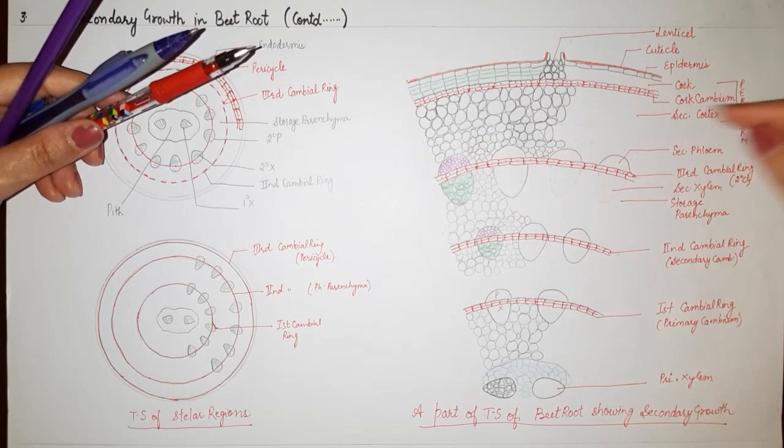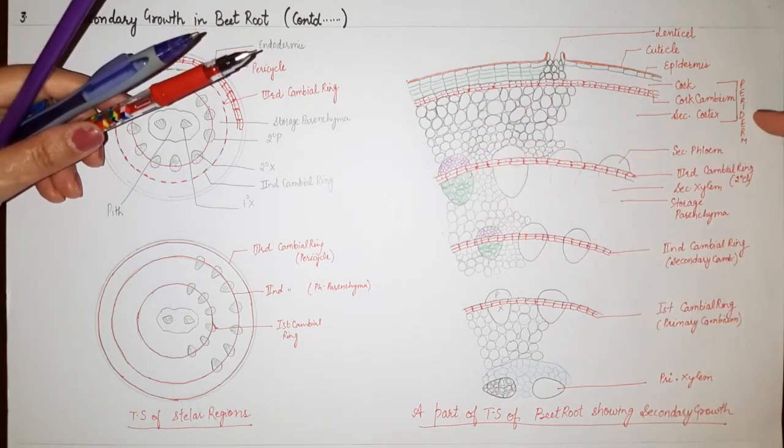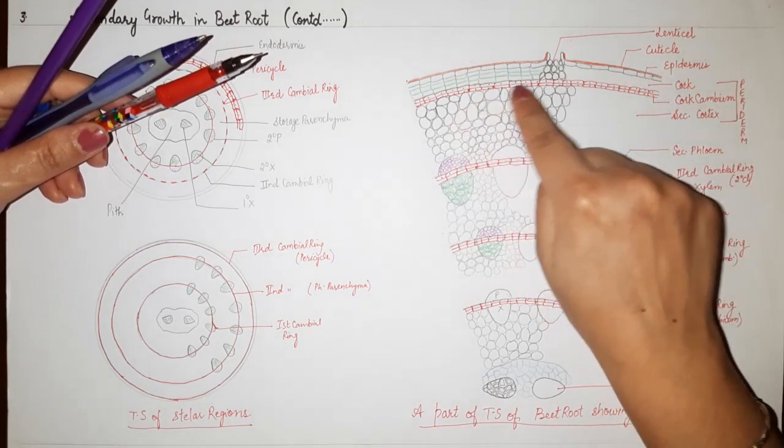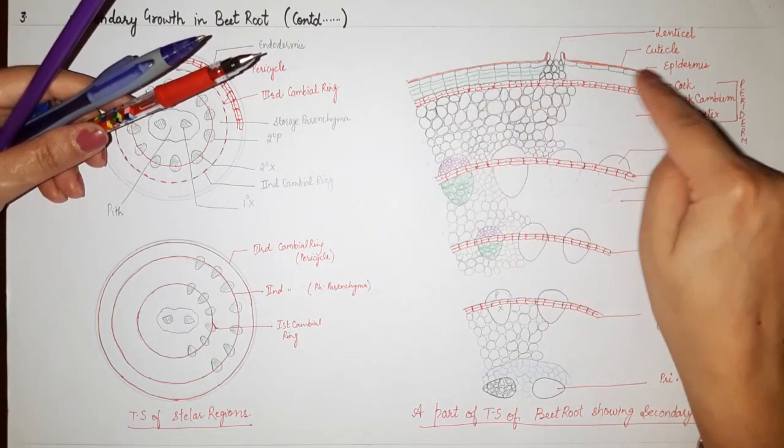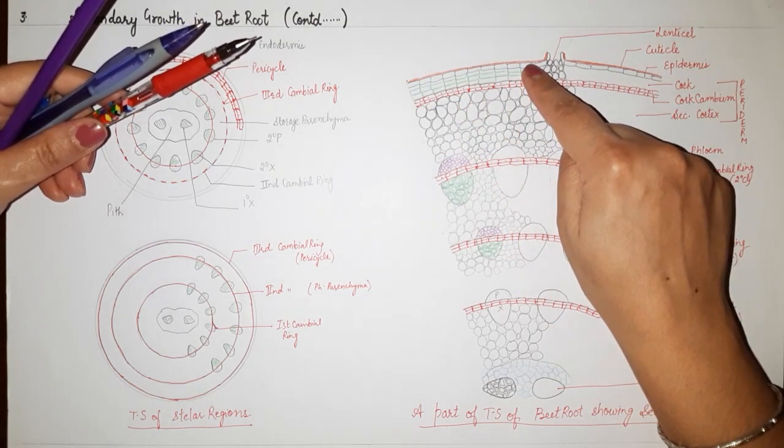Now after this, the development of the vascular tissue towards outer side, there is development of periderm. That step is normal. That is, a cork cambium will develop from pericycle. It will cut secondary cortex towards inner side and cork towards outer side.